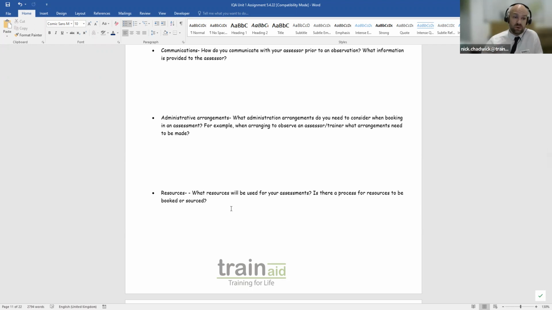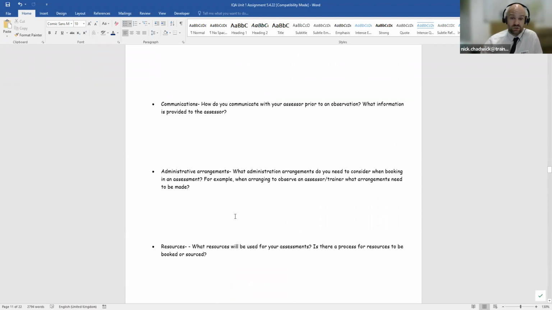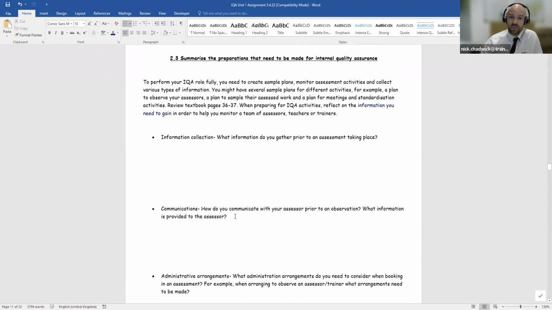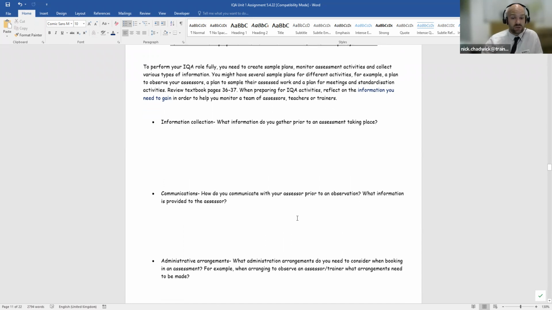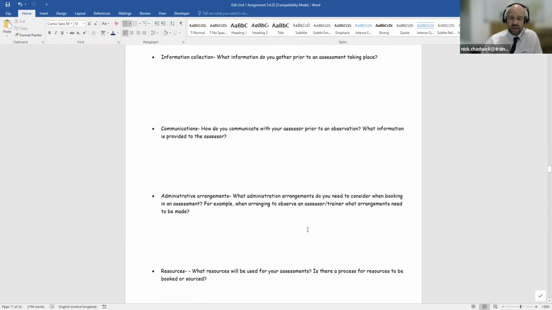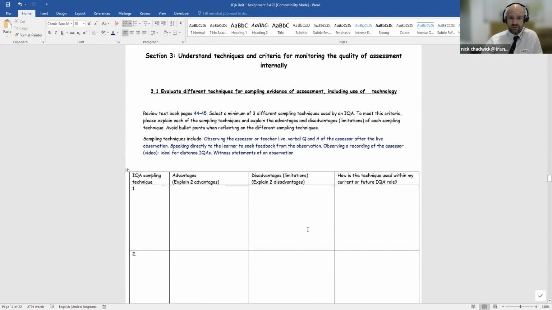Okay, so this is very important when observing an assessor and sampling their work. For example, you could video record the assessment, and you could also video record yourself providing feedback. So once again, for this section, do have a look at pages 36 to 37, and reflect on all the information gathering aspects of an IQA in preparation for conducting an observation or sampling an assessor or trainer.